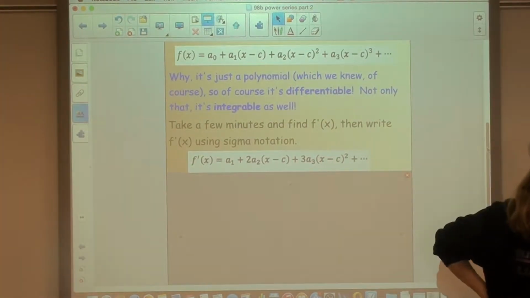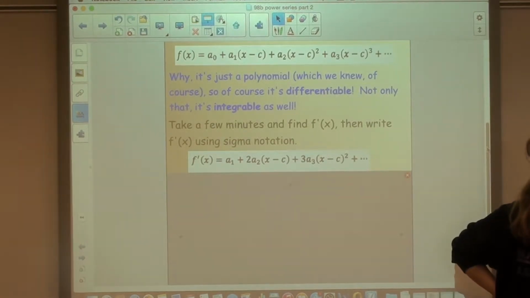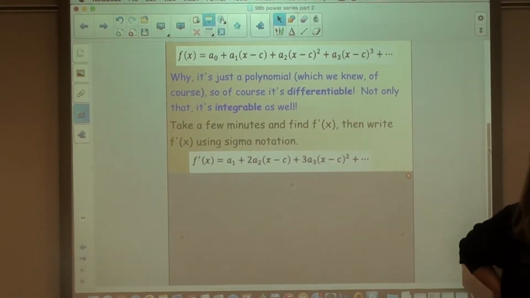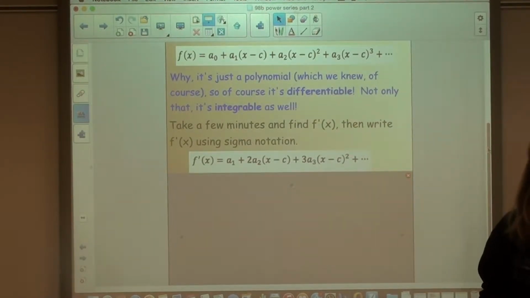Now, any effort to write this using sigma notation? Anyone not? Now's the time to admit it. I wasn't able to do it. You weren't? Okay, so here's what I want you to do. Go ahead and write a sigma. It's always a good starting point, right?